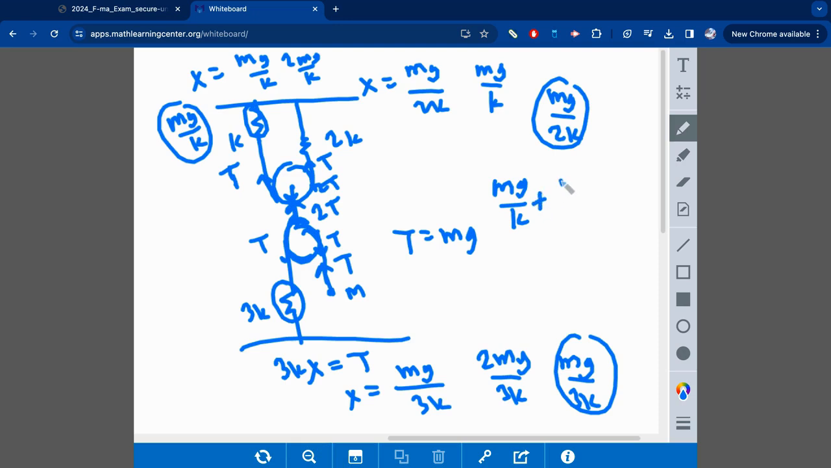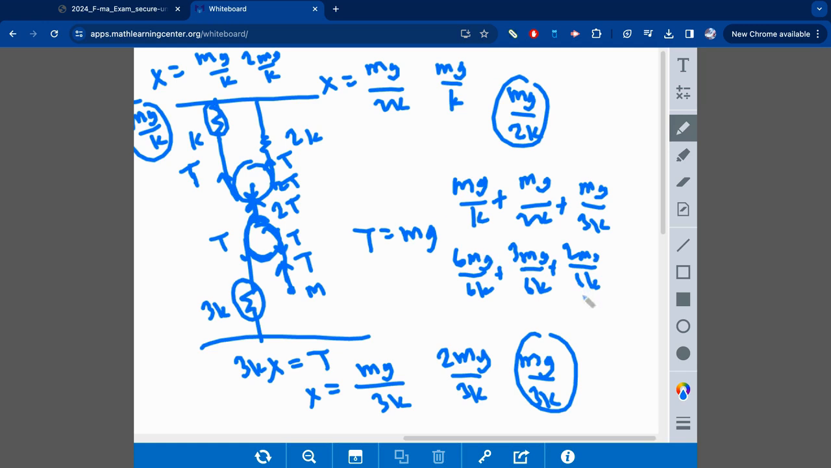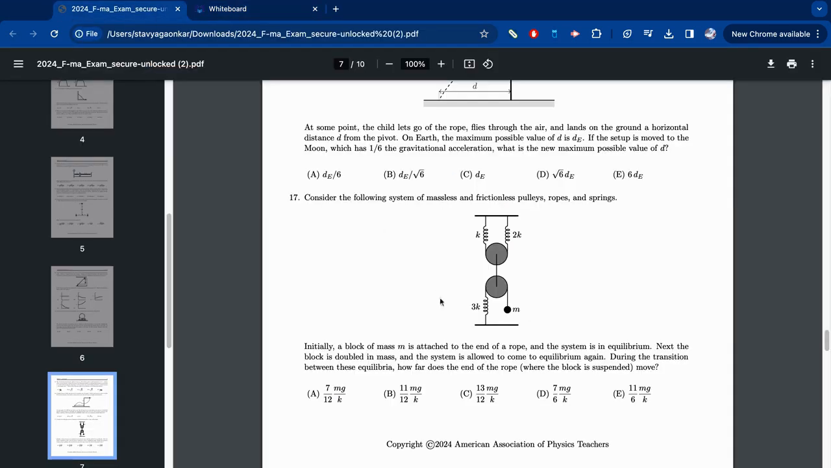So we get mg over k plus mg over 2k plus mg over 3k, which is, so we have a common denominator of 6k, we are going to get 6mg over 6k plus 3mg over 6k plus 2mg over 6k, which gives us an answer of 11mg over 6k, which is E.